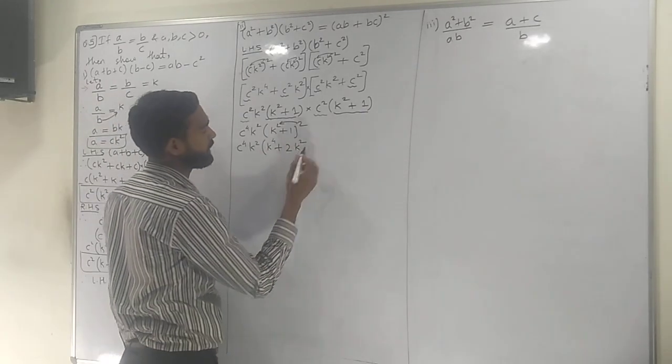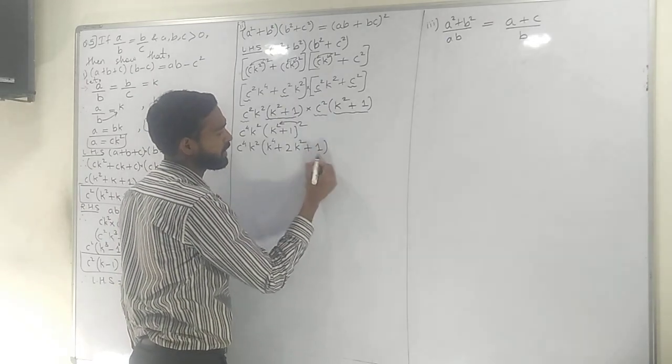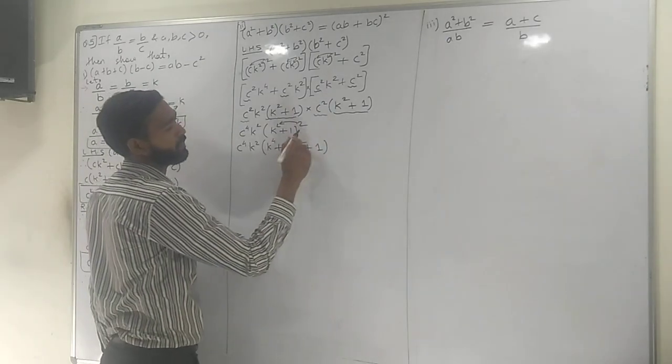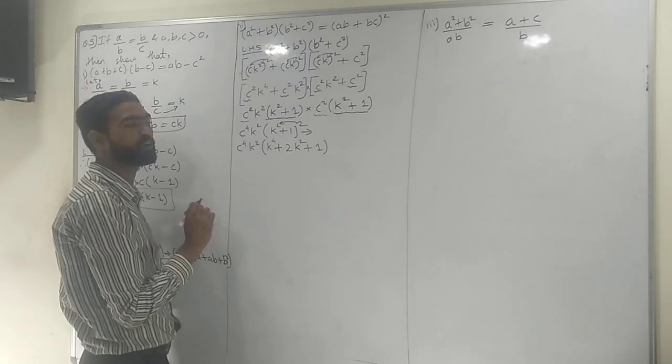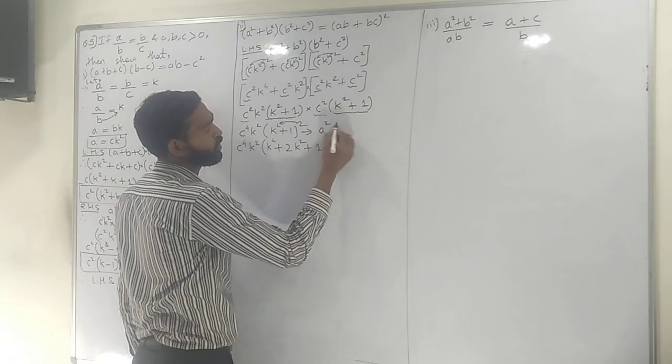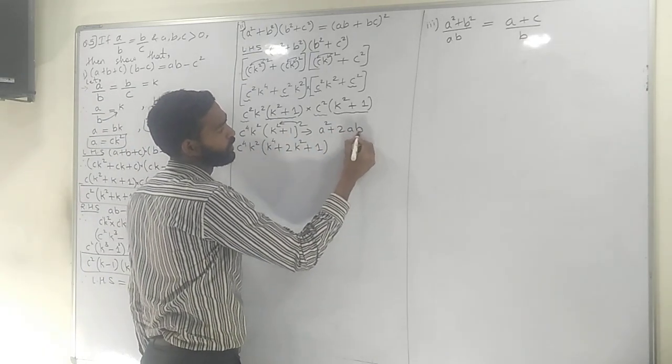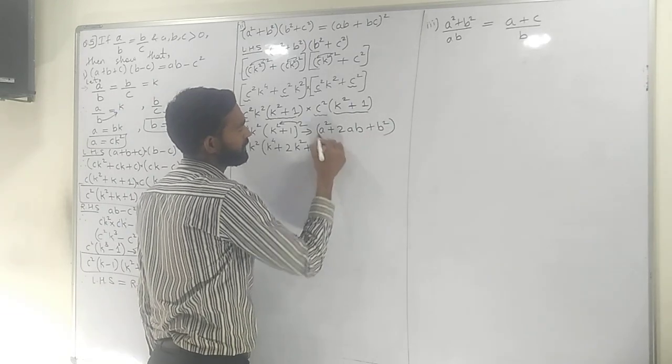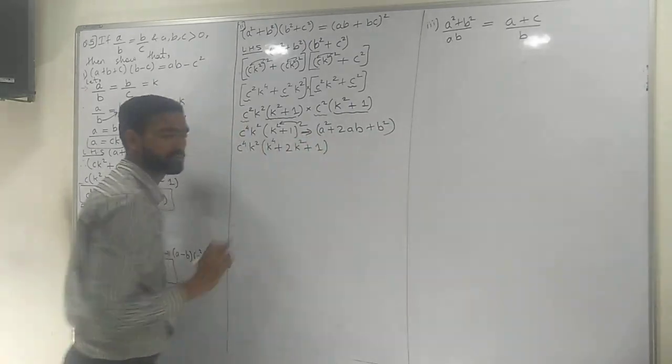This will be 2 into ab, plus b square. B square means 1 square. Which formula have I applied here? We have applied the (a plus b) the whole square formula. What is that formula? a square plus 2ab plus b square. This formula we have applied here.